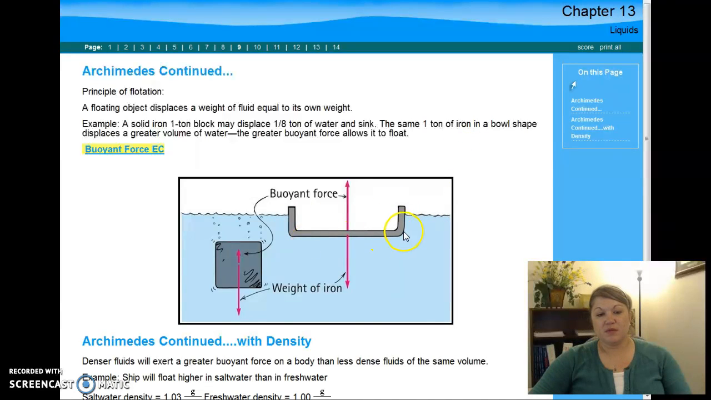So this boat displaces more water than this block right here. So displacing more water means there's more buoyant force. Well, why is there more buoyant force now? Well, look at the volume.